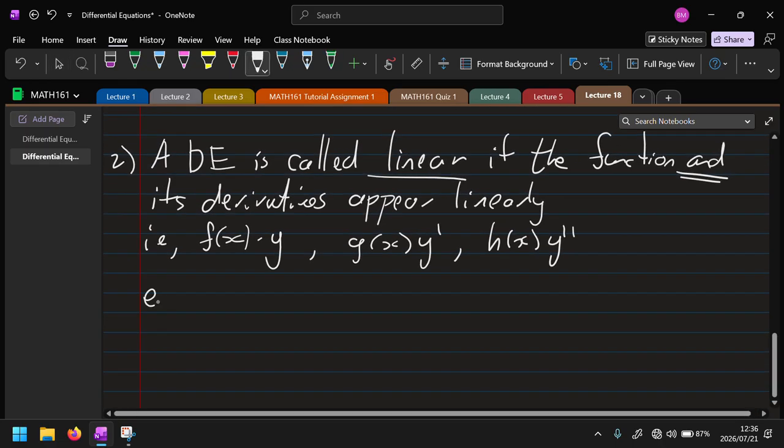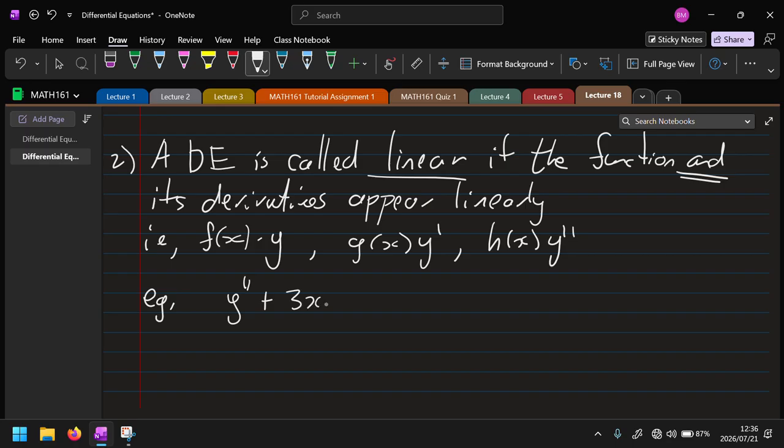So let's have a look at some examples. So we have y double prime plus 3xy prime plus 4y is equal to 0. We want to check if this is linear or not. So let's check for y and its derivatives. So y over there is just 4 times y. Okay, no y squared, no y cubed, nothing funny like that. So that part is linear. That's fine. Y prime, again, it's just 3x times y prime. It's not y prime squared or anything like that. So that part's linear. And then y double prime is just by itself. So that is also linear. If all of those are linear, then the whole thing is linear.